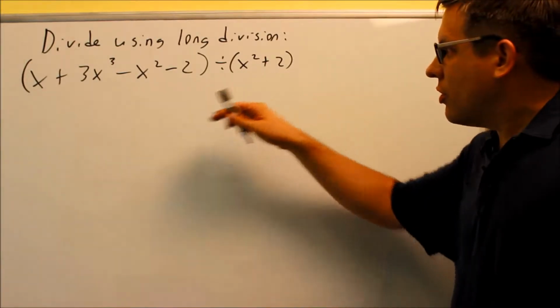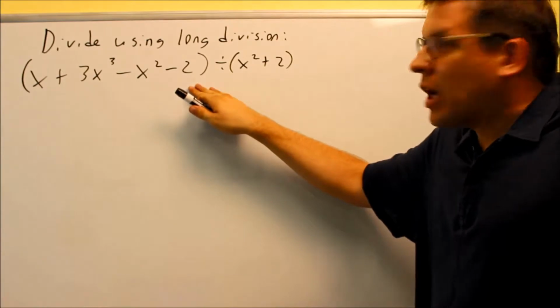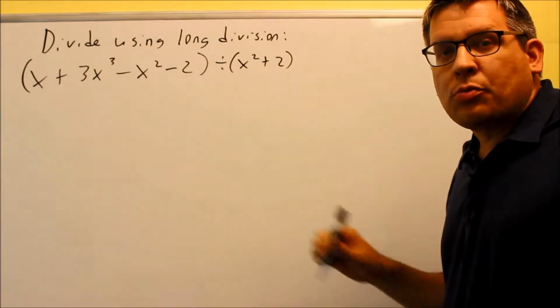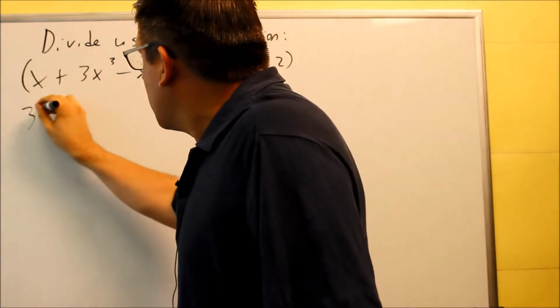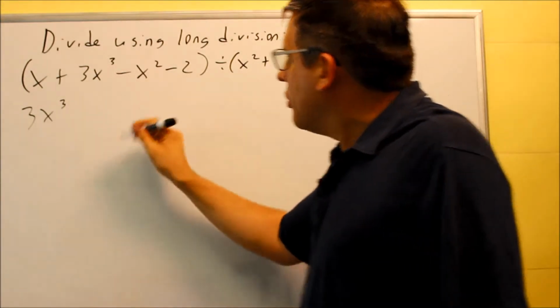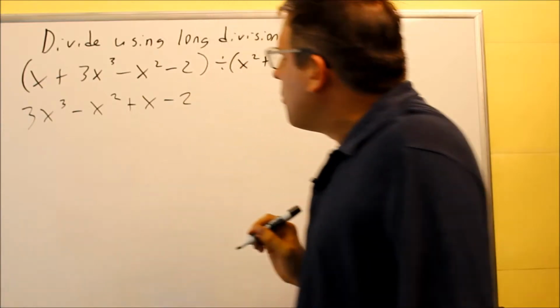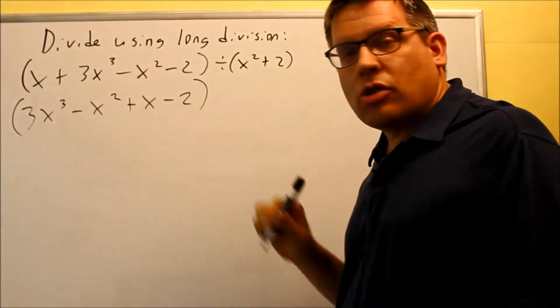Okay, for the long division on this one, we notice that these are not in the proper order. So that's the first thing. We have to make sure we set everything up properly before we start with the long division steps. We're going to put this in order from highest to lowest power. So 3x cubed minus x squared plus x minus 2. Now it's in order from the highest to lowest power.